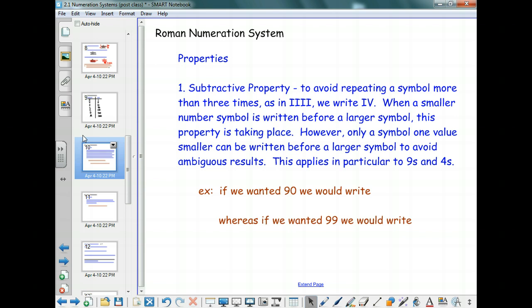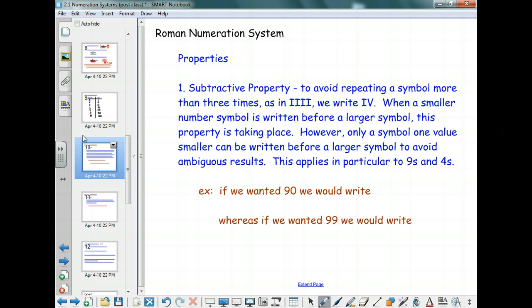The way you identify from their number system when that's happened is that they have a smaller numeral in front of a larger one. So the I before the V is awkward because 1 is smaller than 5. And in the other case, we actually see the number written the other way around. The bigger value would be listed first. Okay? So when you see a smaller value in front of a larger value, you've got a subtractive feature going on. In particular, this applies, like I said, to 9s and 4s.